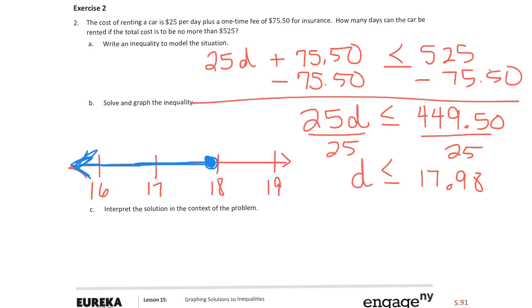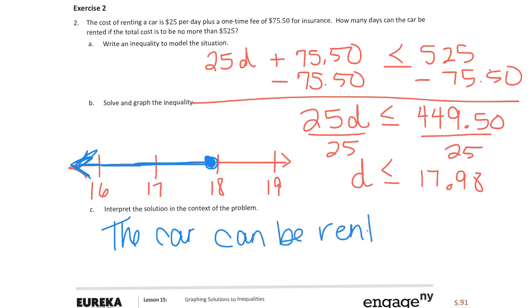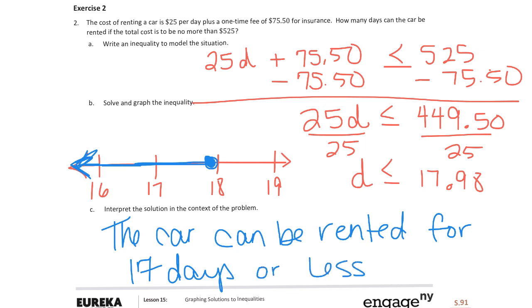So my graph is done. Now it says interpret the solution in the context of this problem. And so the car can be rented for 17 days or less. It doesn't have enough money for the 18th day.